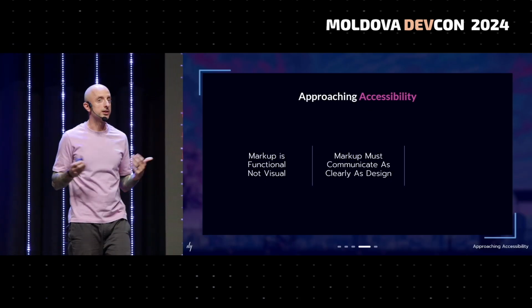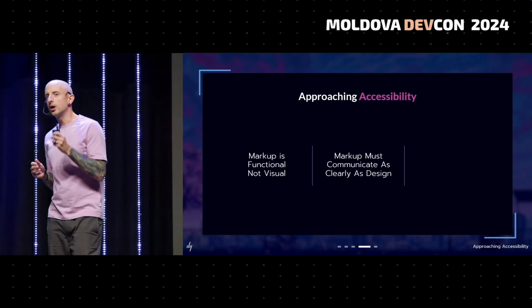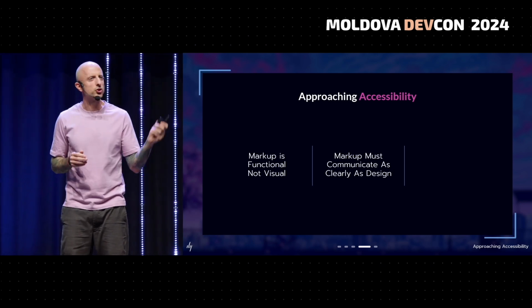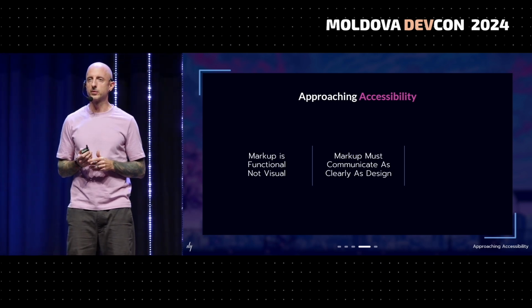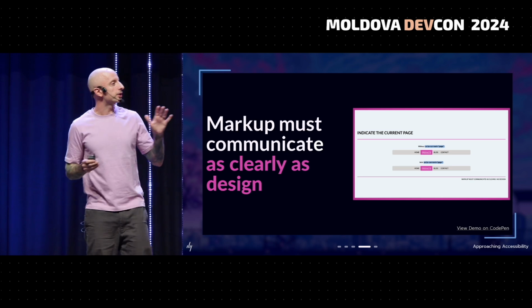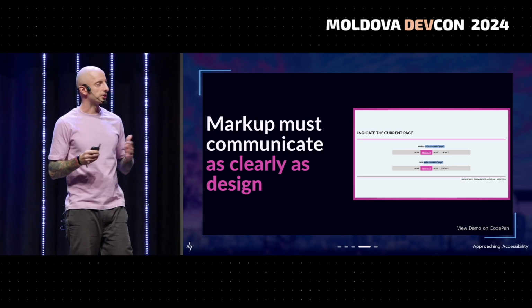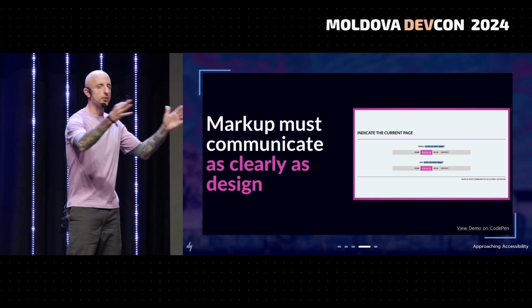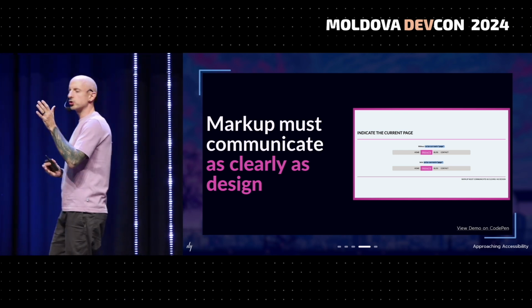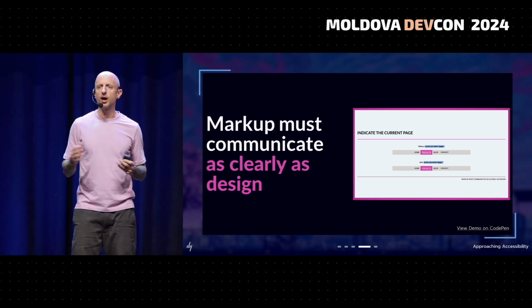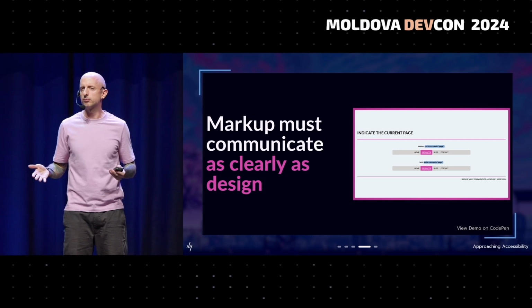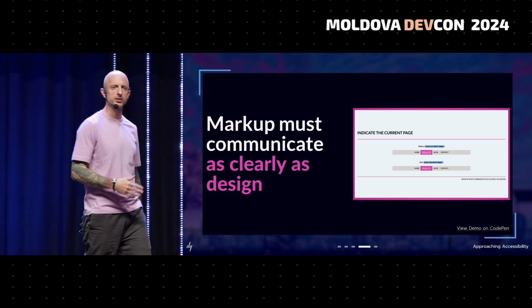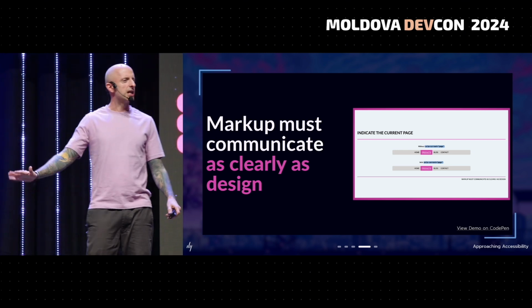And we're going to look at the next key, which is markup must also communicate just as clearly as our design. And we have a pretty common demo here as well, using the classic navigation bar pattern. Right? We have a list of links, a list of our pages, and we just kind of change the background color of the page that we're currently on. Maybe we'll add an underline if we feel a little spicy, but it's mostly just a change of a background color.